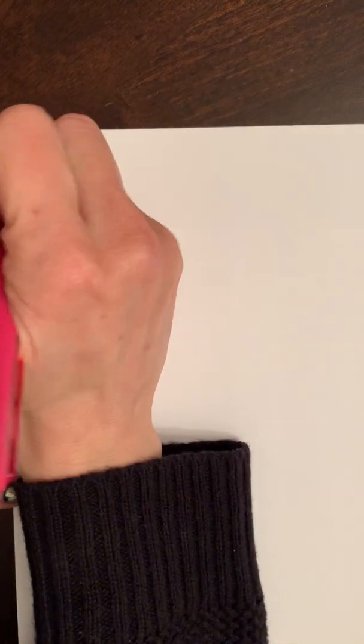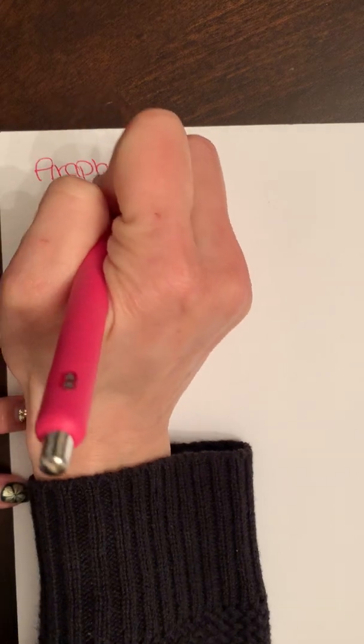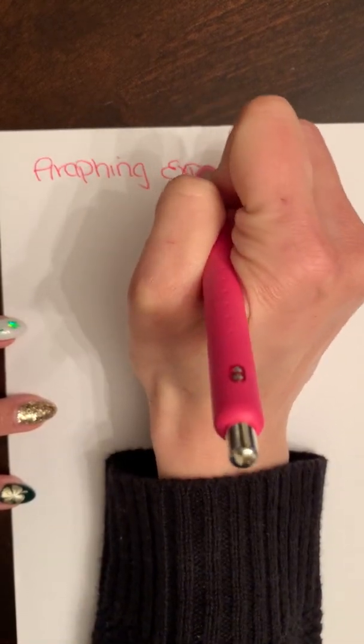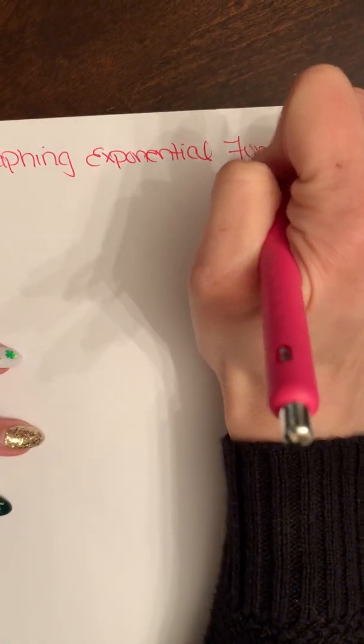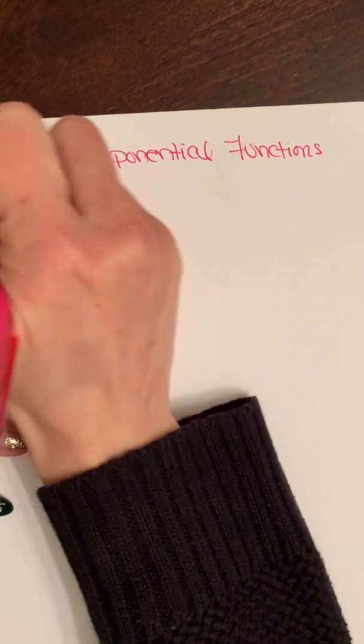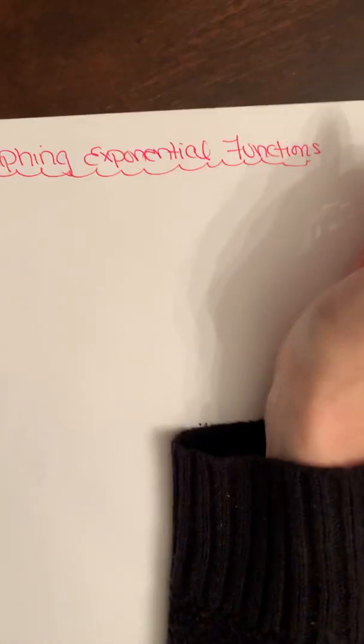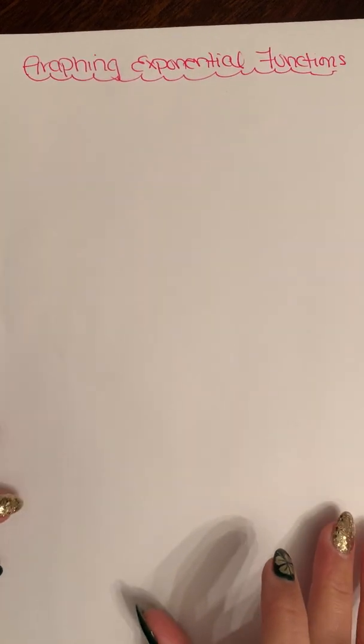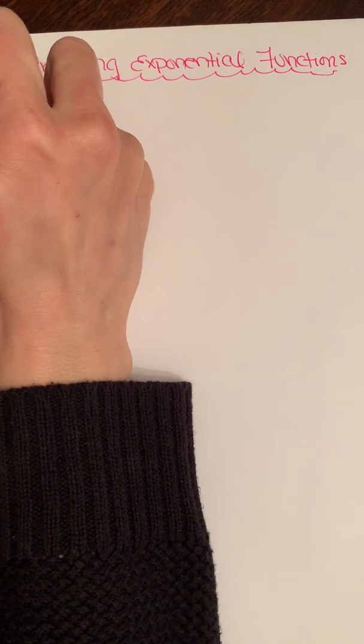So we're going to be talking about graphing exponential functions. That is our topic for today. I'm trying to make it so more of the page can fit. Okay. All right, so let's talk about graphing exponential functions. The first thing is I need to introduce you to a new vocabulary word, and that vocabulary word is asymptote.